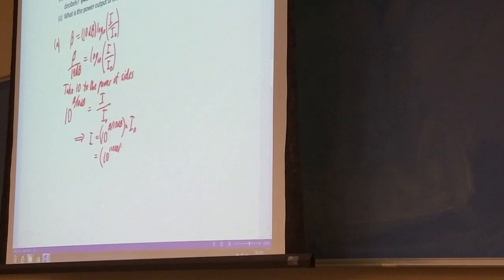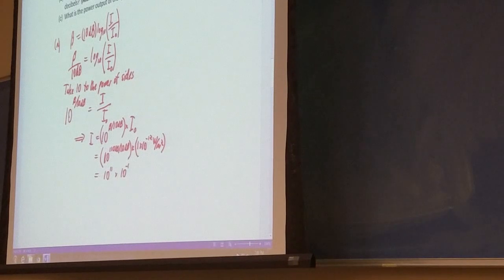So this is 110 decibels divided by 10 decibels times I sub naught, which is always 1 times 10 to the minus 12 watts per meter squared. I sub naught is a constant. It's not different for different problems. It's always the same. Okay, and 110 divided by 10 is just 11. So this is 10 to the 11th times 10 to the minus 12 watts per meter squared.